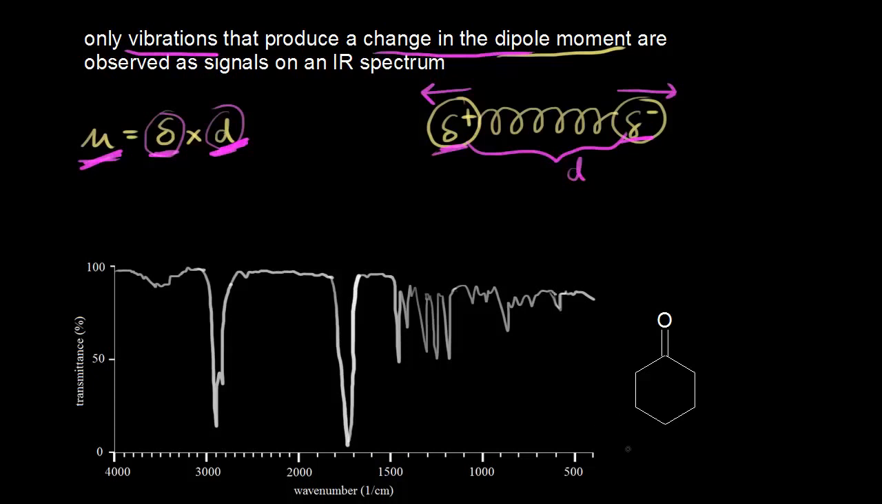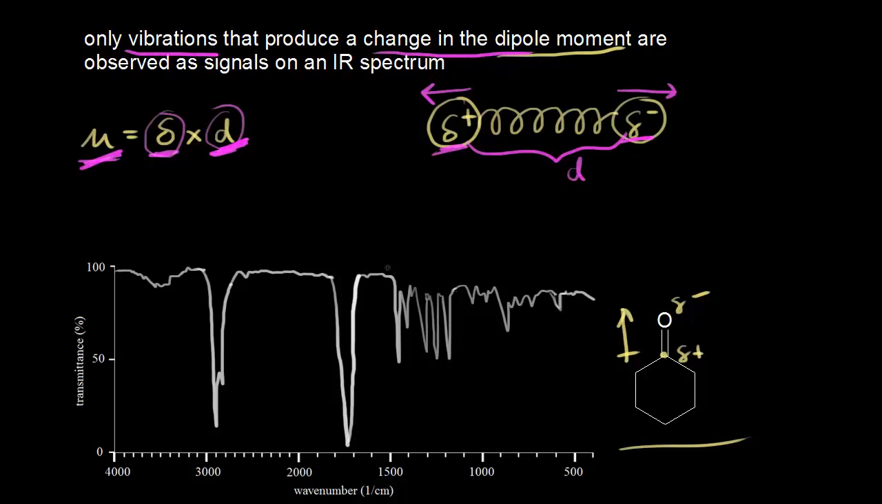And so let's look at an example of this. Let's look at cyclohexanone. We know that the carbonyl has a dipole moment. The oxygen is more electronegative than the carbon, so the oxygen gets a partial negative. This carbon here gets a partial positive. And so we have a pretty large dipole moment associated with our carbonyl, and we would expect to see a pretty strong signal for that carbonyl bond stretch.